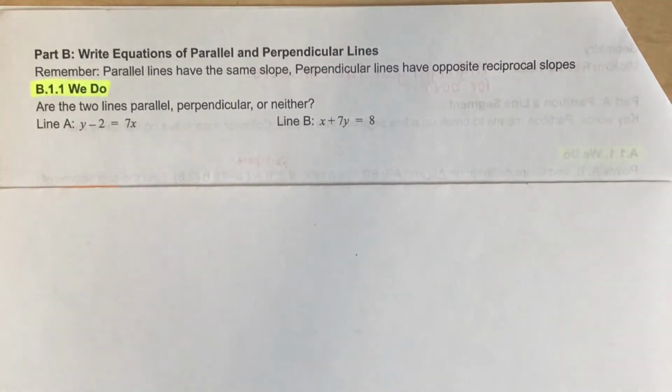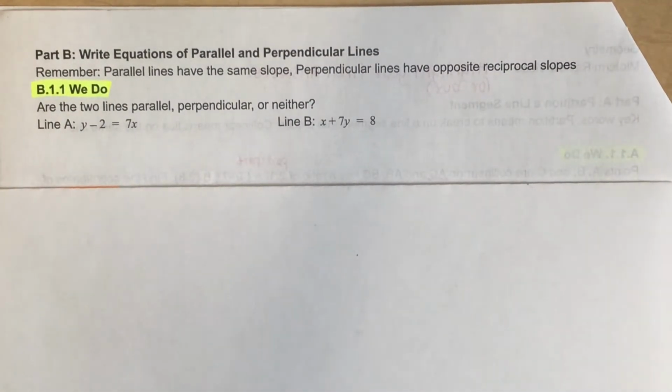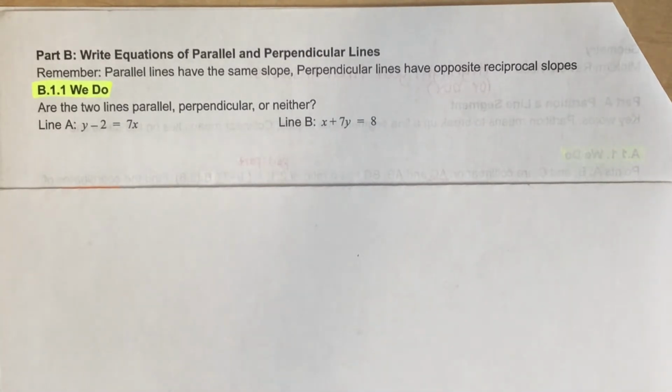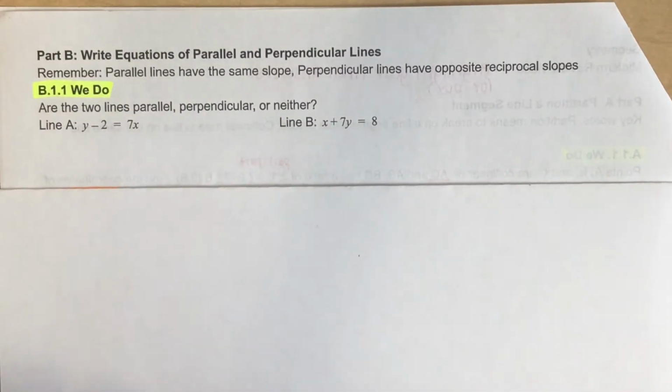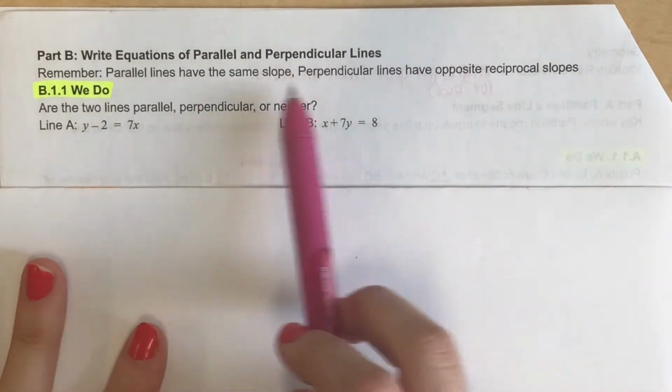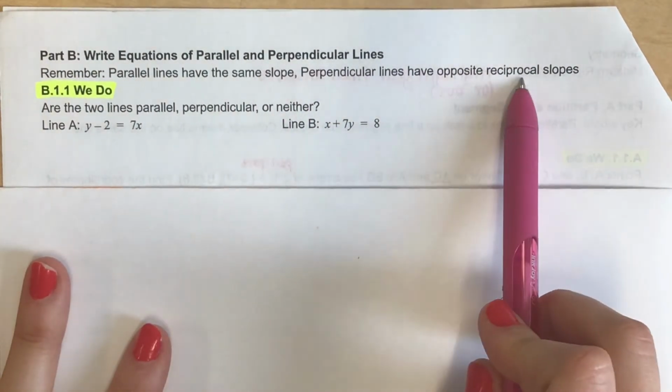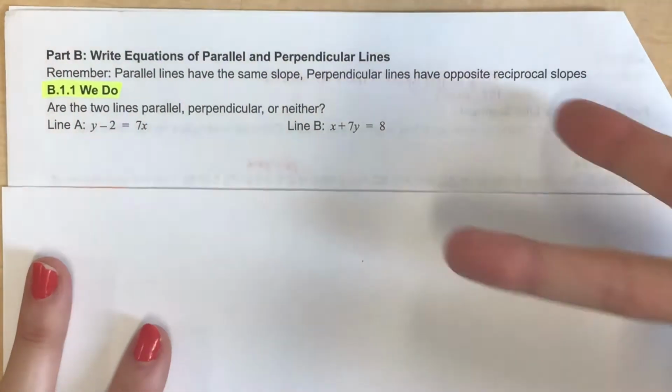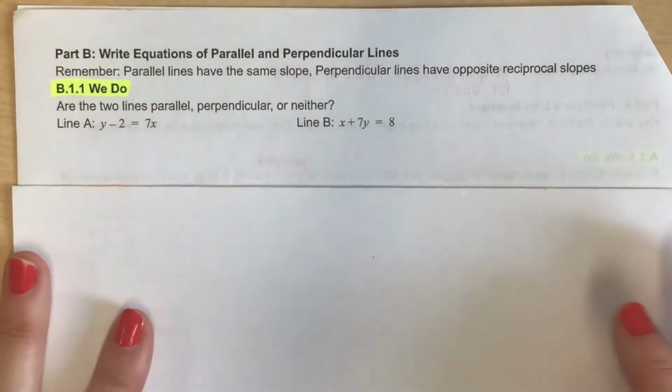Okay, friends, we are back now. We've got part B, which is writing equations of parallel and perpendicular lines, which again is going to be a huge part on your exam. So let's get started. Remember, parallel lines have the same slope. Perpendicular lines have opposite reciprocal slopes, so you have to flip them and change the sign.